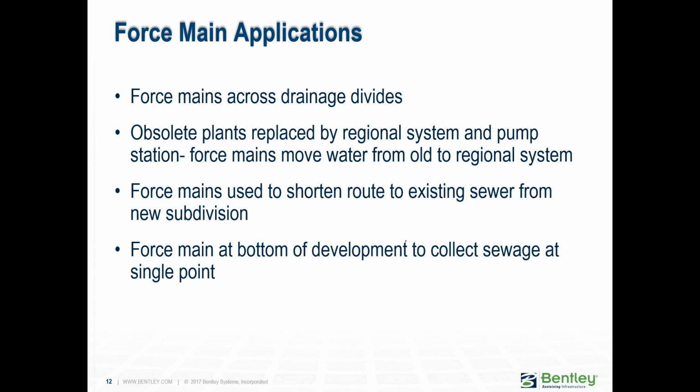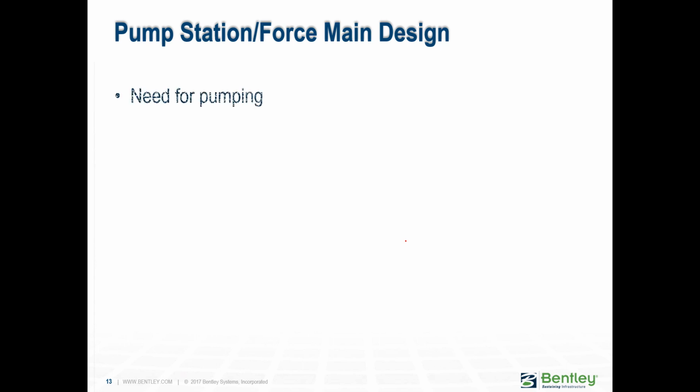If you have a development and, again, not all the users can get via gravity to one desired location, then you bring them all to the lowest point, and then from that single point you pump. Sometimes also if the terrain is very flat, you'd have to really bury those gravity pipes very deep, and it might not get you to the elevation that you need your treatment plant to be. So force mains are very common on flat slopes.